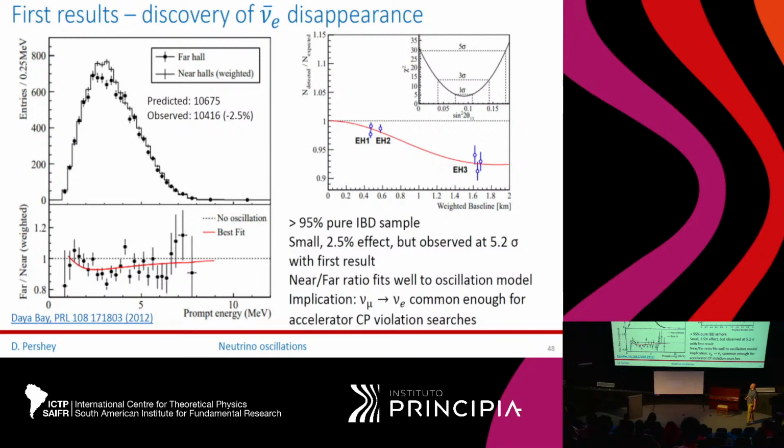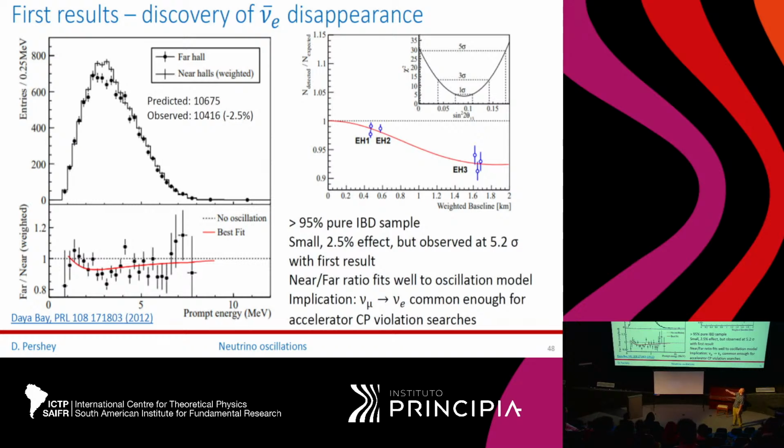And so yeah, the first results. This was in 2012. This came on the scene sort of unexpected. We had not seen evidence of this reactor mixing ever, so we had thought that this would actually be a pretty small effect. But it turned out the maximum oscillation probability is relatively high, about 9%. And we see a clear signature here.